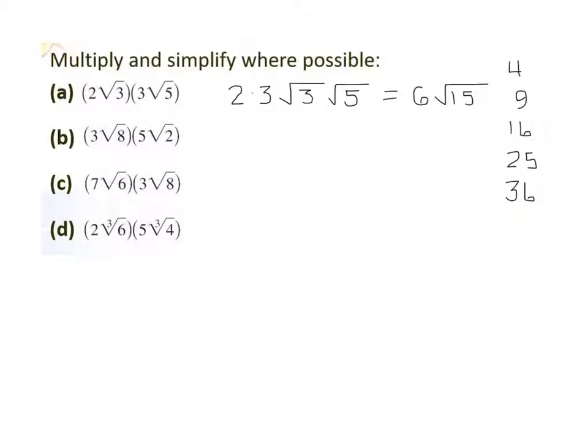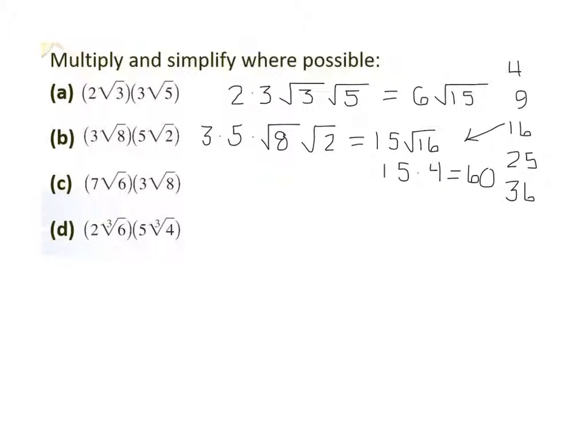Now, on the other hand, in example B, if we multiply the coefficients together, 3 times 5, and multiply the radicals together, square root 8 times square root 2, we're going to get 15 root 16. Well, obviously 16 is a perfect square, and its principal square root is 4. Therefore, this is equivalent to 15 times 4, which is 60. So that one could be simplified further.